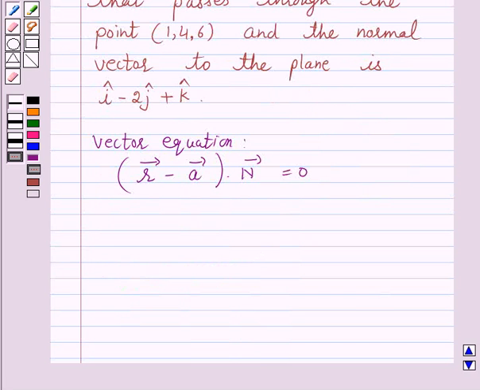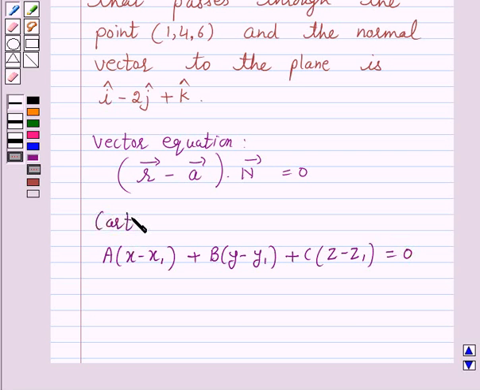Again, the equation of a plane perpendicular to a given line with direction ratios A, B, C and passing through a given point (x1, y1, z1) is A(x minus x1) plus B(y minus y1) plus C(z minus z1) is equal to 0. So this is a Cartesian equation of the plane.